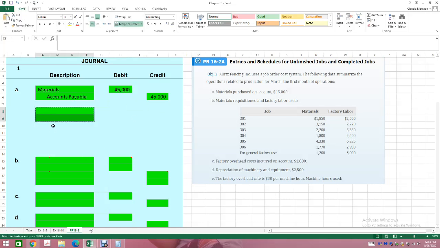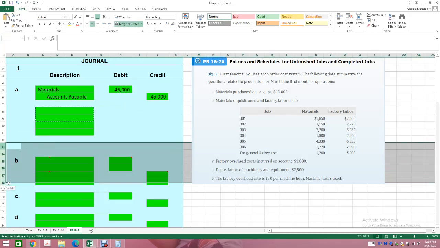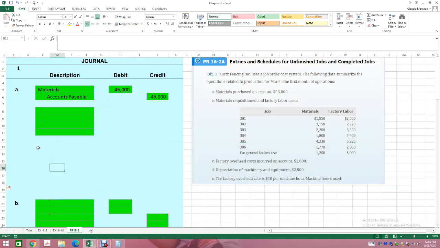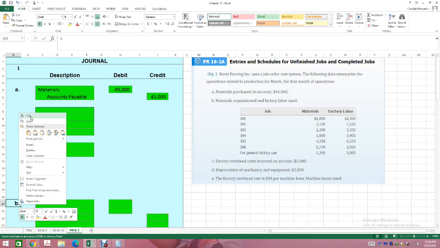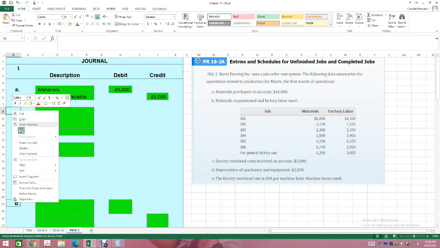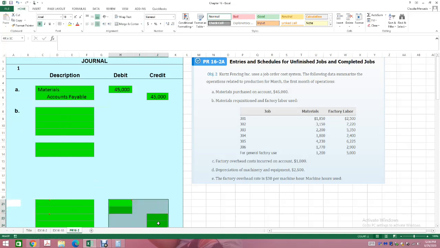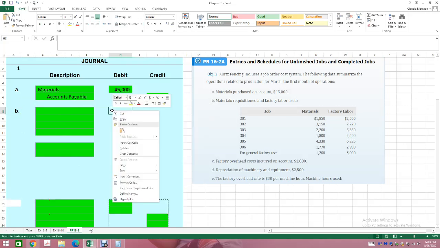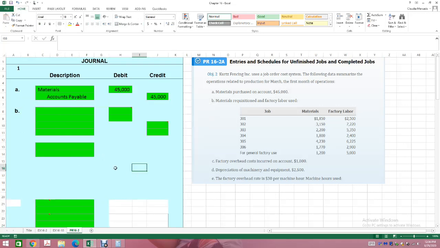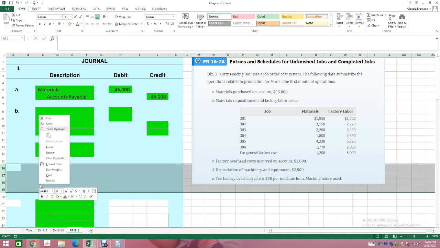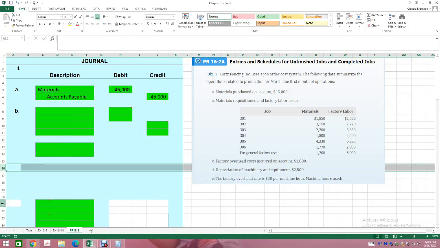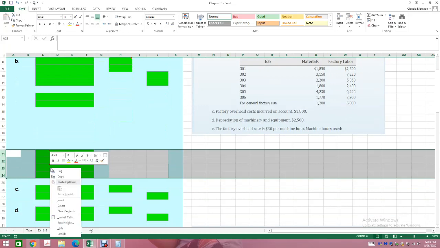Now for letter B. Let me just insert a couple of cells here. For letter B, I'm going to cut it and paste it over here. Okay. So for letter B, let me delete this one.